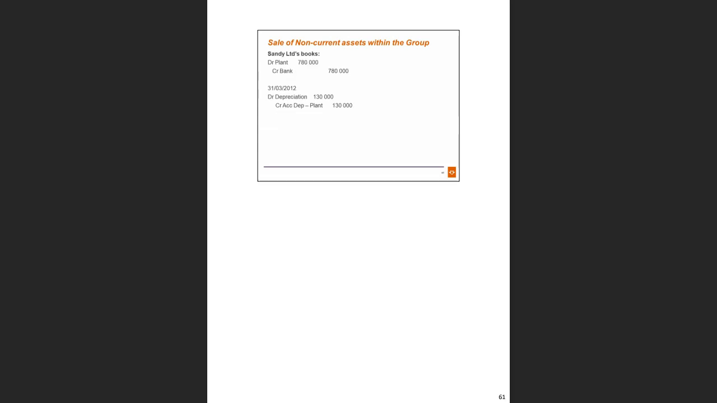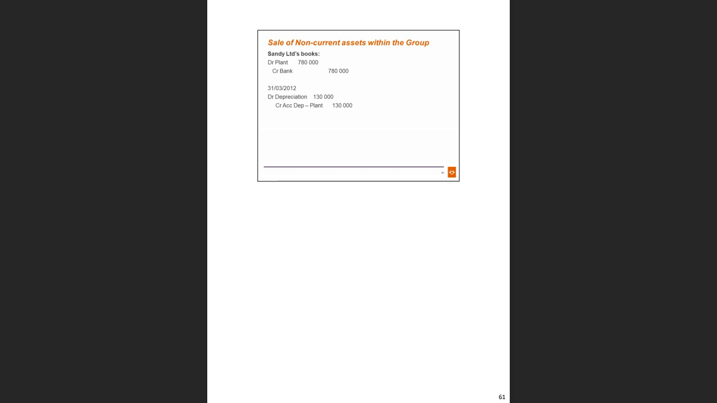Let's have a look at Sandy's Limited's books. So in Sandy's separate financial statements, Sandy has bought this wonderful plant from Eddie. This plant cost 780,000 Rand. So in Sandy's books, Sandy is going to record this plant at a cost of 780,000 Rand. And it paid for this plant using its bank account. So we go debit plant 780,000 Rand, credit bank 780,000 Rand.